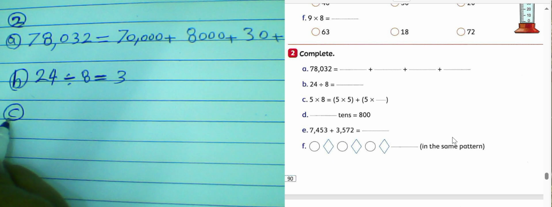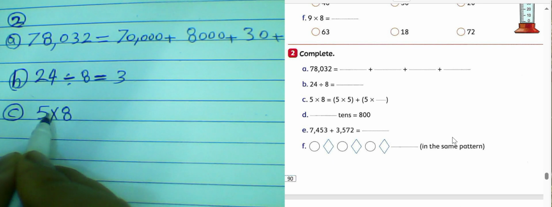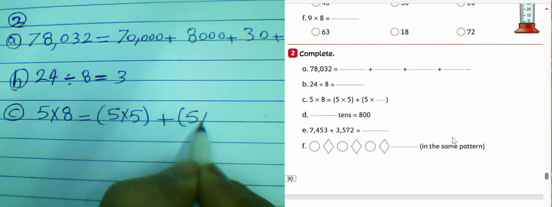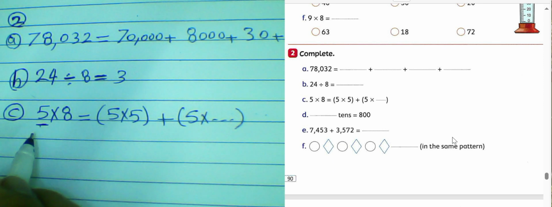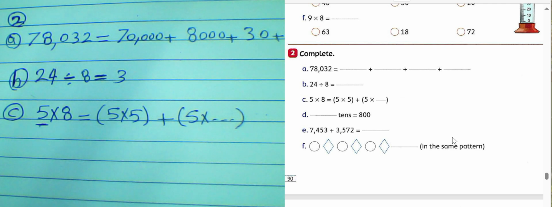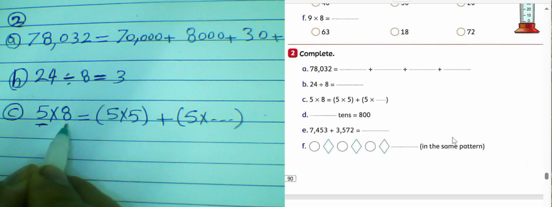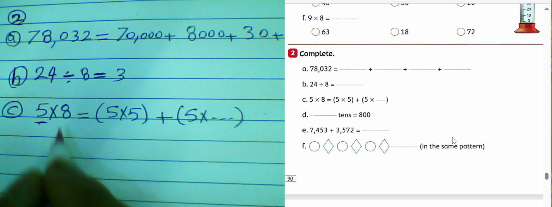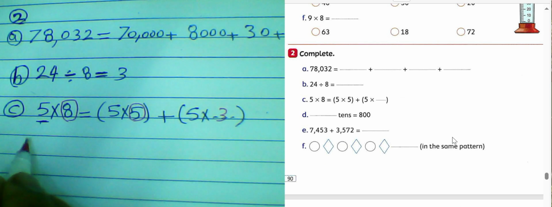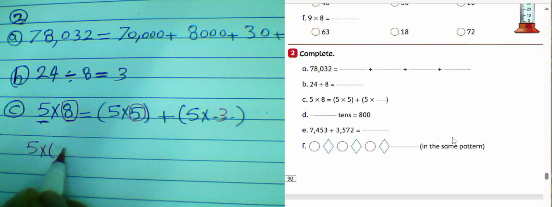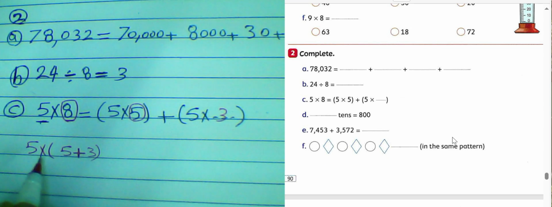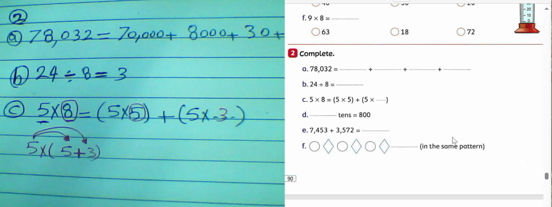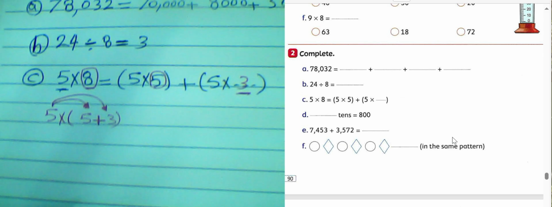C, 5 product by 8, equals 5 product by 5 plus 5 product by space. He used here distributive properties. Write 5 constant and write 8 here equal 5 plus 3. 8 equals 5 plus 3. He used here 5 product by writing 8 equal 5 plus 3. And then find the product 5 times 5 and then 5 product by 3. Then you must write 3 in the space.